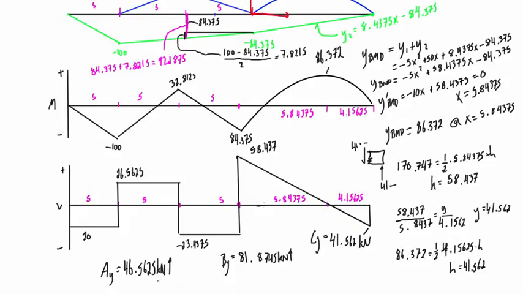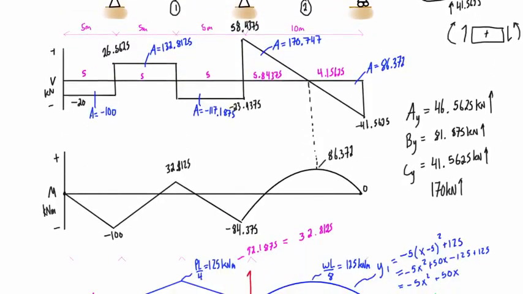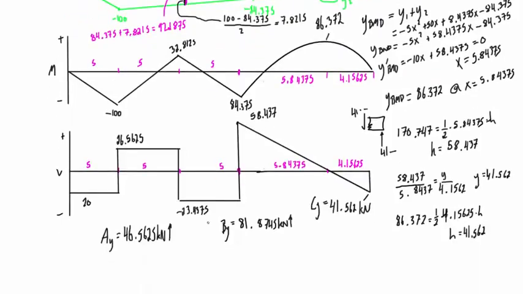All right, and then if you add these up again, you'll find that these equal 170 kilonewtons all pressing up. All the applied forces pressing down were equal to 170, same as what we discovered in the last video. And you can even compare it there, 46, 81, and 41. So there you go.